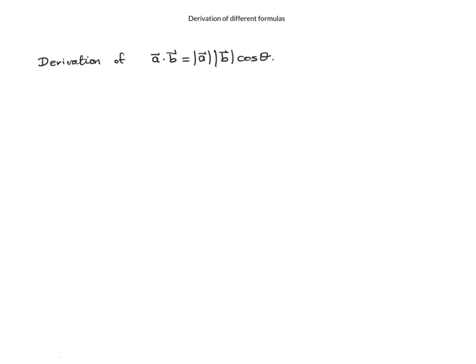So in this lesson, we're going to be talking about deriving different formulas that we've learned in this unit. The three formulas are the law of sines, the law of cosines, and this formula for the dot product and the magnitudes and the angle between them.